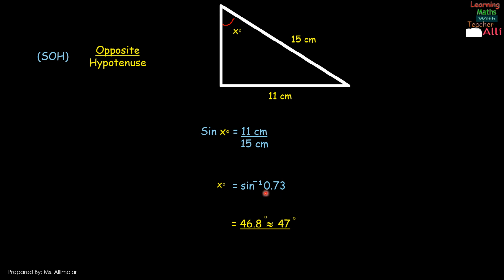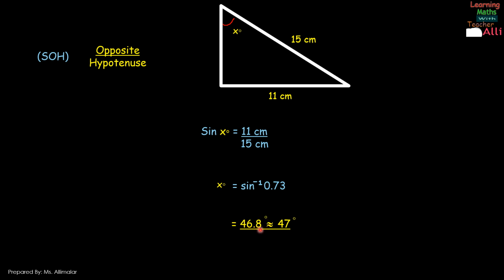And then how you get this 0.73? Very simple. 11 divide 15. You will get 0.73. Now what you should do is, just now you press shift and then sine, correct? So in your calculator, it appears sine -1. Am I right? After that, don't press any symbol. Just straight away press 0.73. Straight away press that. You will get 46.8. You will get 46.8 degree.